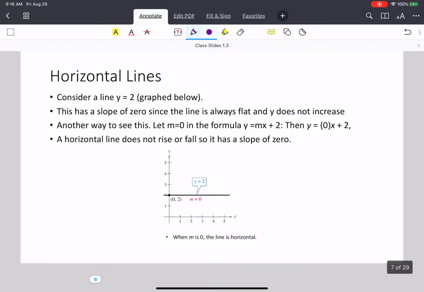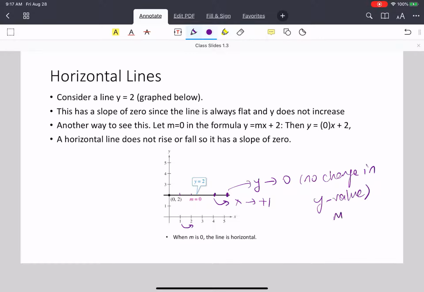Horizontal lines. You guys realize we can actually compute slope for these horizontal lines. So a 1 unit change in x results in 0 change in y. For instance, going from this point to this point, you guys realize x changes by 1. So x is going +1. But then you guys realize the y value is just the same. There is no change in y value. So for that reason, slope has to be 0.